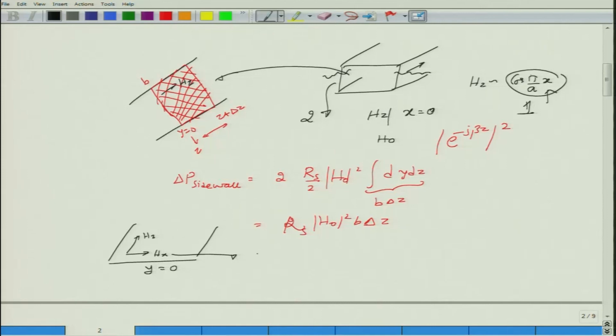Hx as a function of x will be in the form of sin pi by a x, whereas Hz as a function of x is actually in the form of cos pi by a into x, and neither of these quantities reduce to some kind of a constant. Therefore, you need to carry out the full integration if you were to consider the power being lost in this hatched area, which would extend from x equal to 0 to a and z equal to 0 to some delta z, or z to z plus delta z. Okay. So, x equal to 0 to x equal to a.